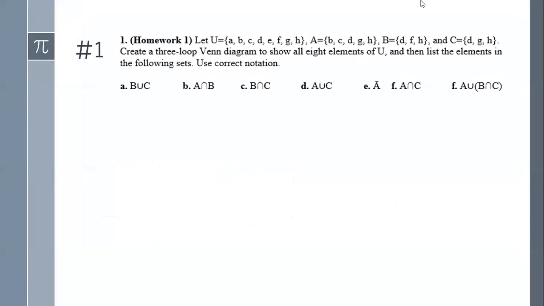Get my handy dandy little pen and we can start analyzing our first question, which says let U be A, B, C, D, E, F, G, H. A is B, C, D, G, H. B is D, F, H. And C is D, G, H. And we're going to create a 3-loop Venn diagram to show all 8 elements of U. And then we're going to list the elements in the sets. All right, we're going to do E and F. But first things first, let's get our 3-loop Venn diagram drawn.